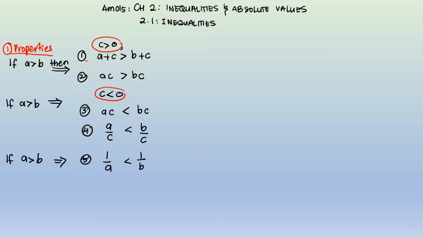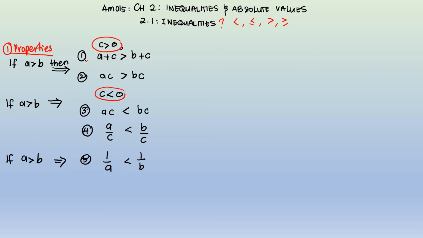Hi everyone. So let's continue our learning for chapter 2, Inequalities and Absolute Values. Today let's focus on 2.1 inequalities. What are inequalities? Inequalities are the symbols involving less or equal, greater or equal.